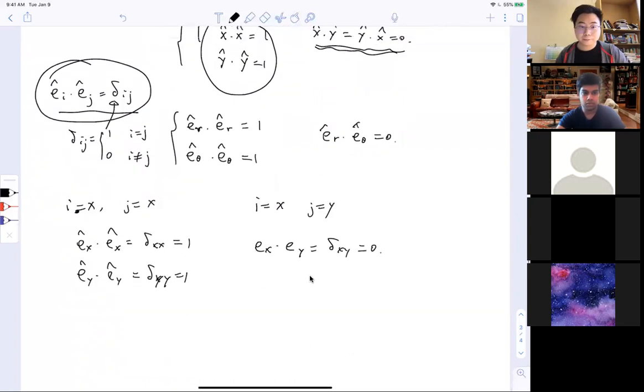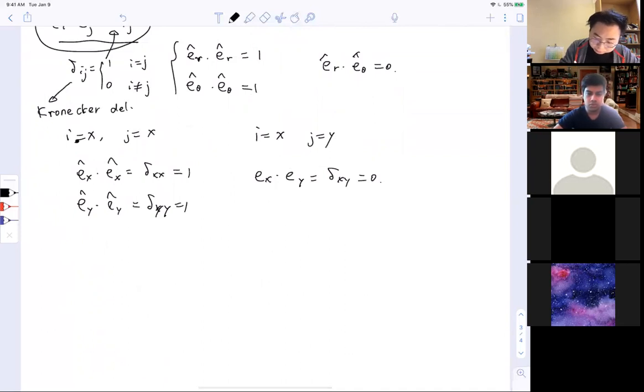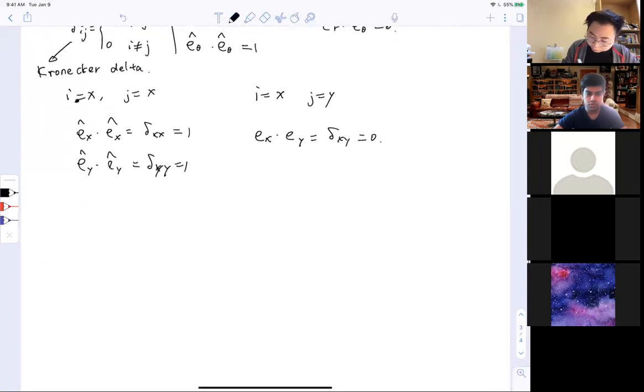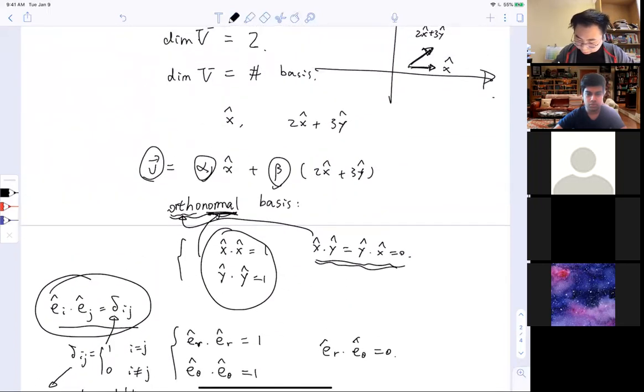Okay, so what else I want to say? By the way, this symbol has a name. It's called the Kronecker delta symbol. Kronecker delta. Yeah, it's good to know. Okay, so let's talk about... By the way, any questions?